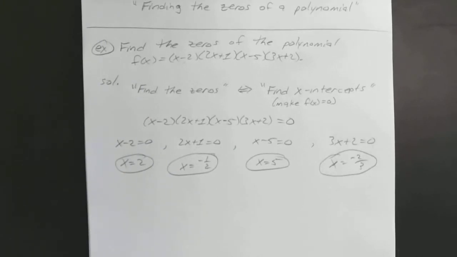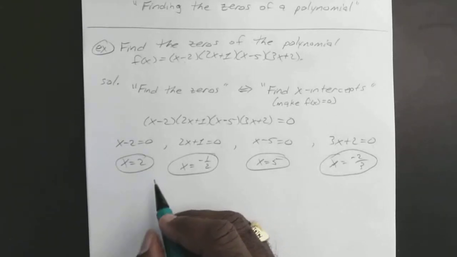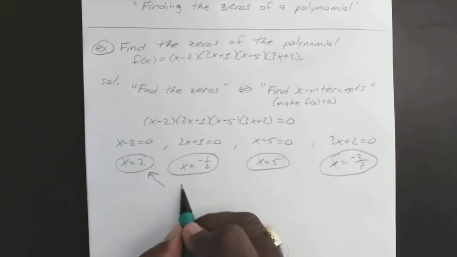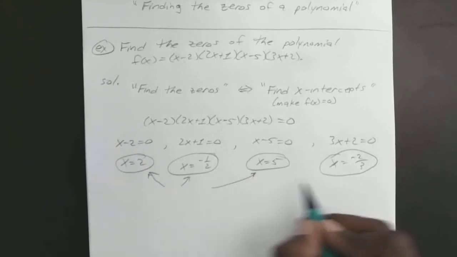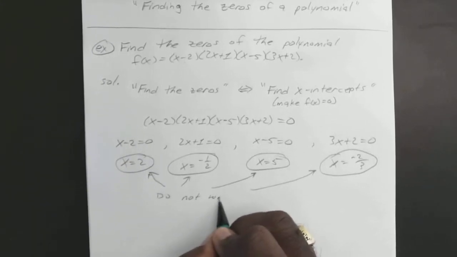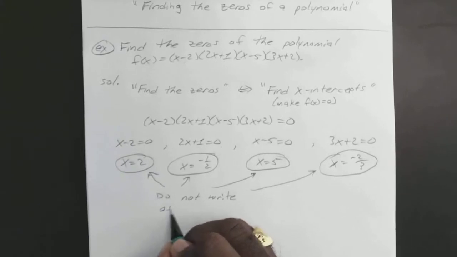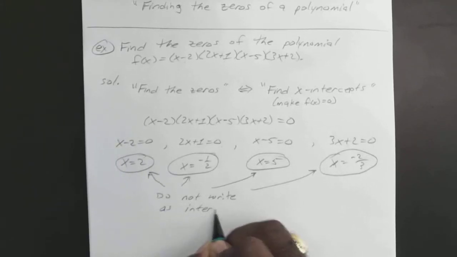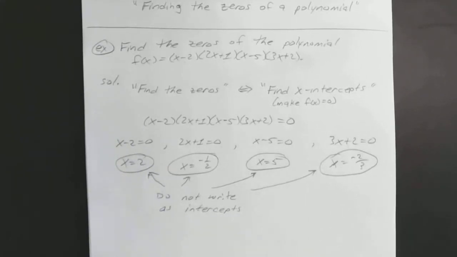Now the only difference is when they say find the zeros, you'll leave that as your answer. But when they ask for the intercepts, you will put that as (2, 0), (negative 1/2, 0), (5, 0). So that's the only difference really between the two. Okay, so these are actually your zeros, so you do not write them as intercepts. Okay, you just leave it like that.